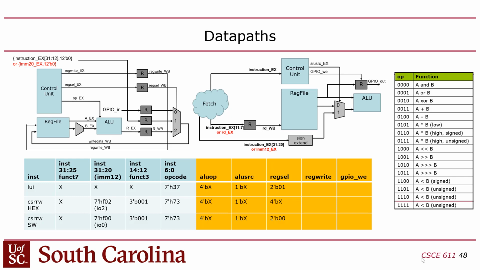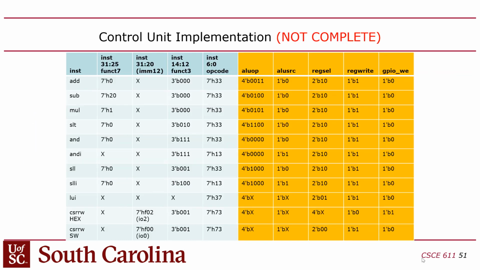Okay. Reg write. Notice how I put reg write as a 0 if you're writing the hex. That was the main reason I have two rows for those two variants of the CSR instruction. And then the GPIO is going to be one only for writing the hex. Okay? So this is the whole table.